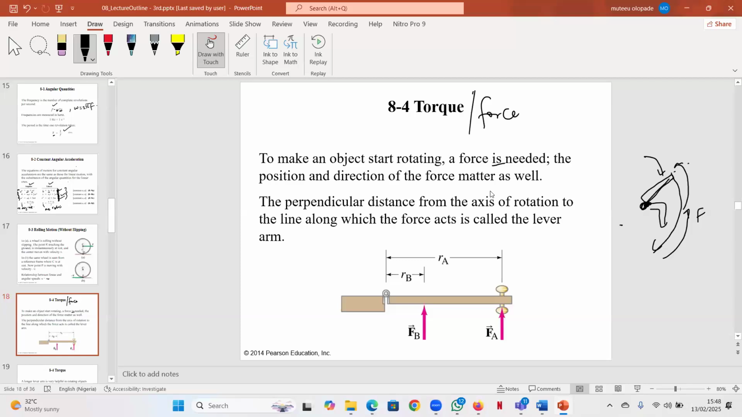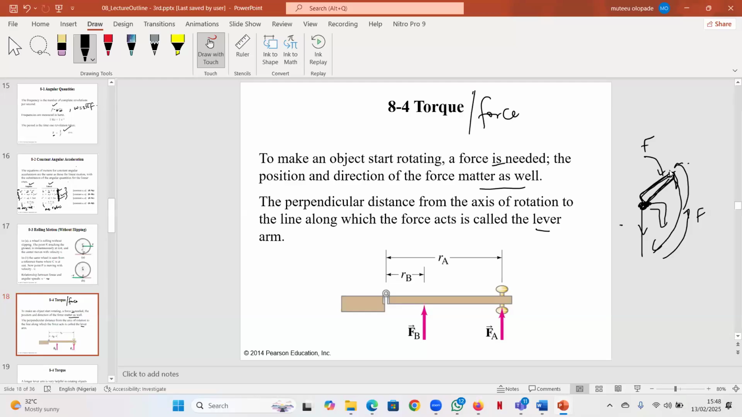So the position and the direction of the force matter as well. The perpendicular distance from the axis of rotation to the line along which the force acts is called a lever arm. This is the axis of rotation, and the perpendicular distance this way is the lever arm. That's why you can refer to the lever of the tap as a lever arm.